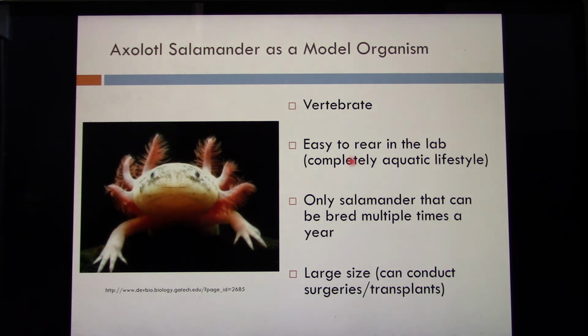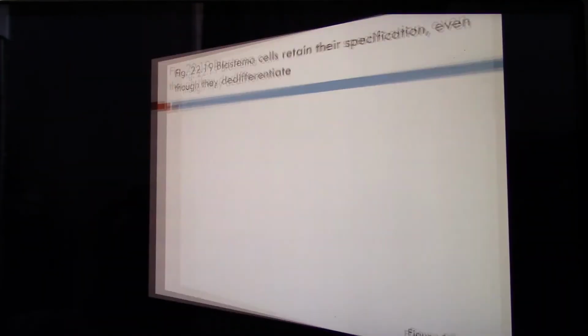It too is easy to rear in the lab. And it's the only salamander that really breeds multiple times a year, so you're going to have a larger number of these to work with in a given time period than maybe the spotted salamander. They're also large in size, so this makes it easier to conduct surgeries and transplants on.